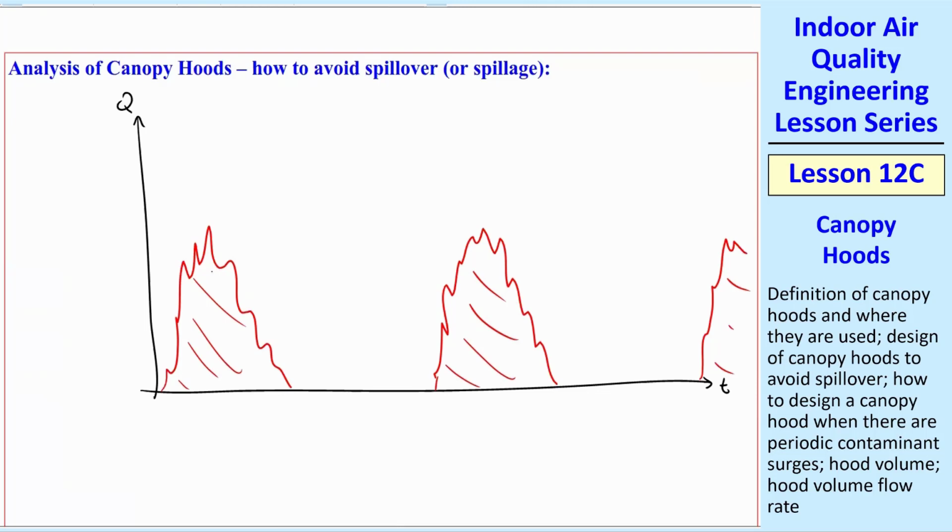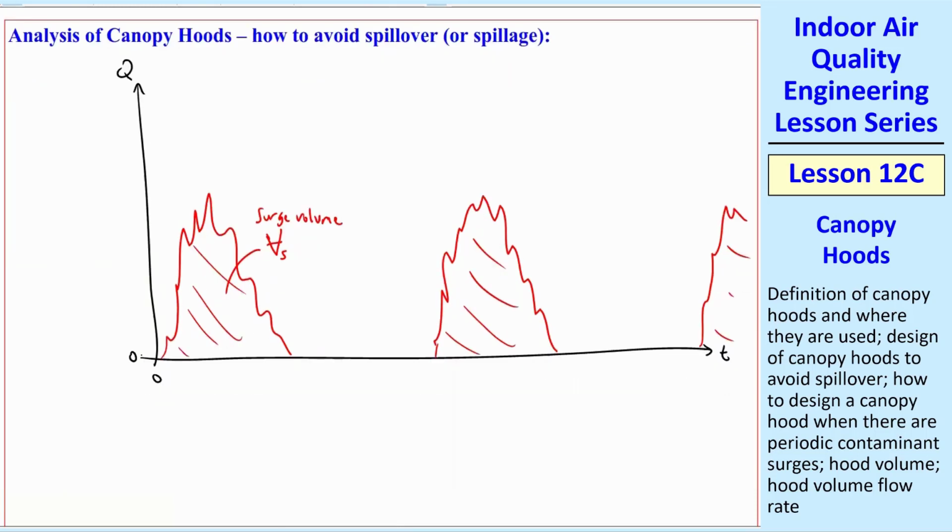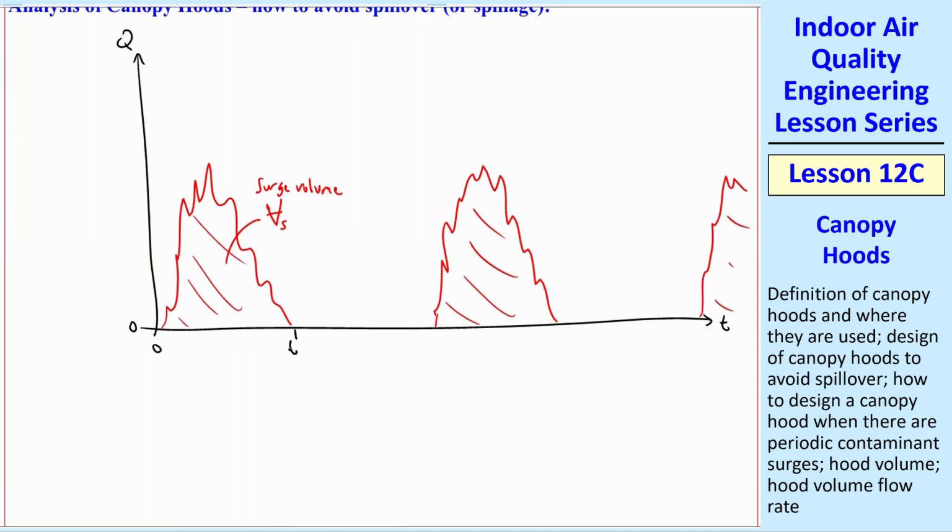Let's define this total volume then as Vs, that's the surge volume, we have some time period at which this happens, and we'll typically call that TS, but we're going to do this all the way to capital T, the period between surges.